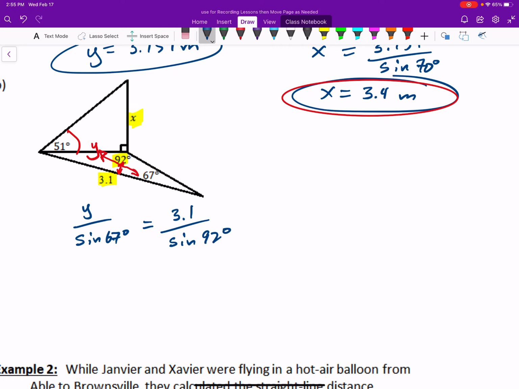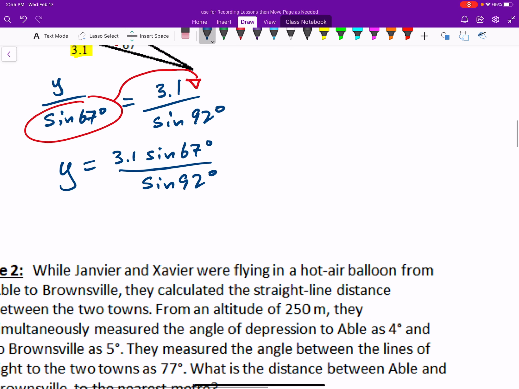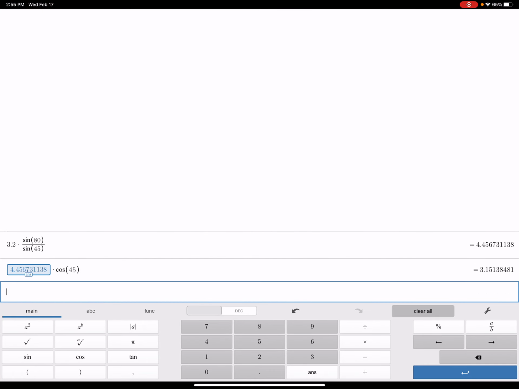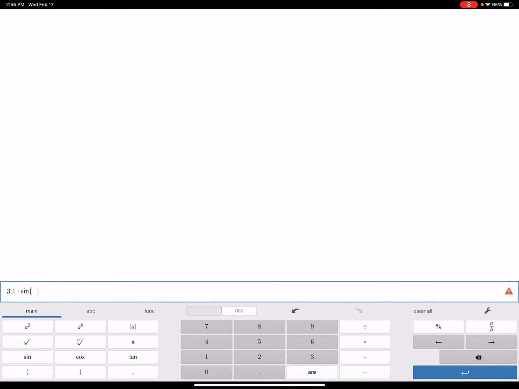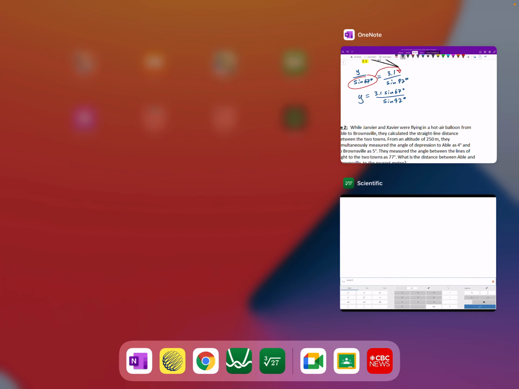And again, I could cross multiply, but I know when I do that, I'm going to end up with 3.1 times sine 67 on the top over sine 92. So I always just jump straight to that to save myself the bother of going through the process of cross multiplying, since I know what the end result is going to be. So if I type that into my calculator, then I'll get what y is equal to. So 3.1 times sine 67 divided by sine 92.